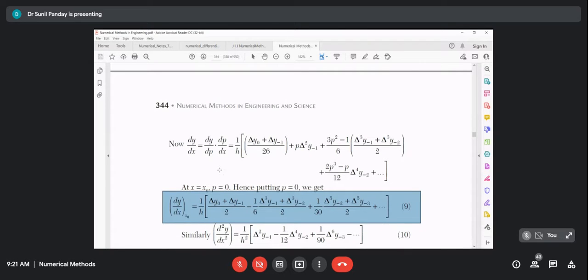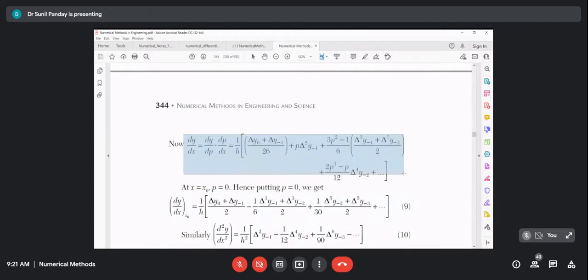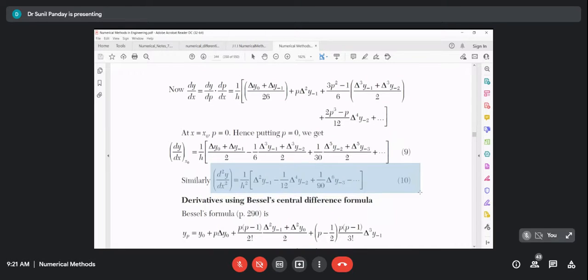Similarly, if you differentiate one more time with respect to x, again apply the chain rule and again substitute p equals 0, you will get this as the formula for your second derivative.